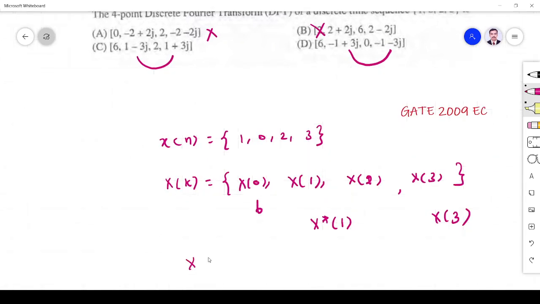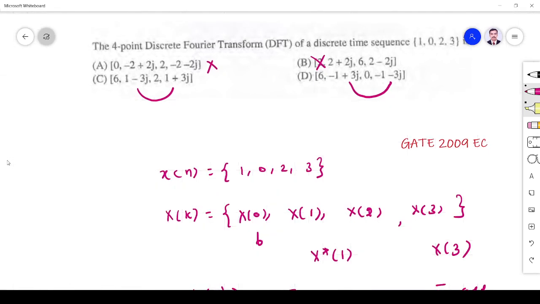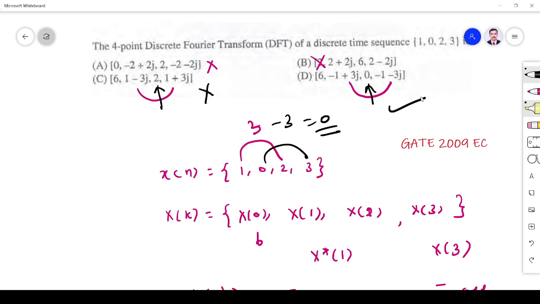The center point X[N/2] must be equal to the sum of even samples minus the sum of odd samples. So if you do that, what is the sum of even samples? 1 and 2, so totally 3. The sum of odd samples, 0 and 3, is subtracted. So the answer is 0. So X[2] must be 0. Which is X[2]? This is not. So here X[2] is not equal to 0. It is 2. So this is wrong. This is right. So option D is the right answer.